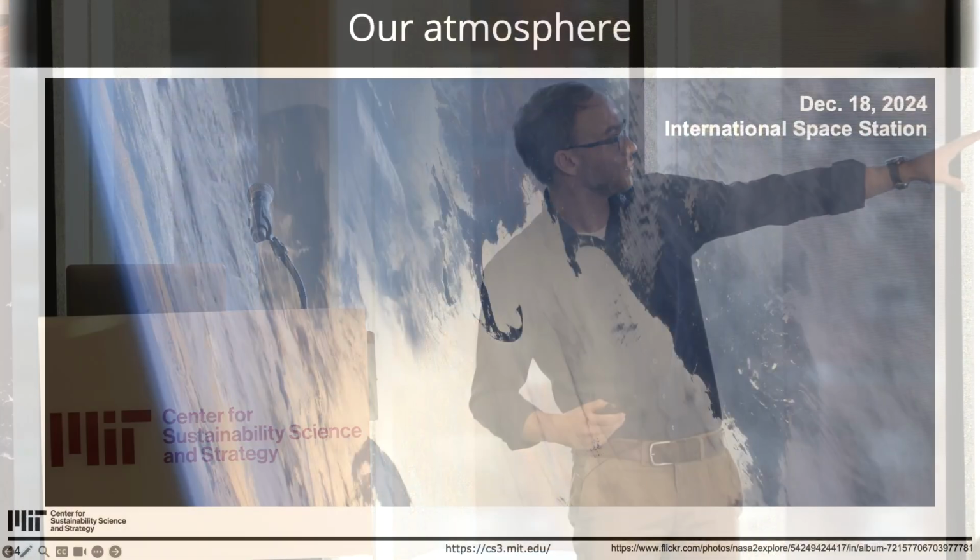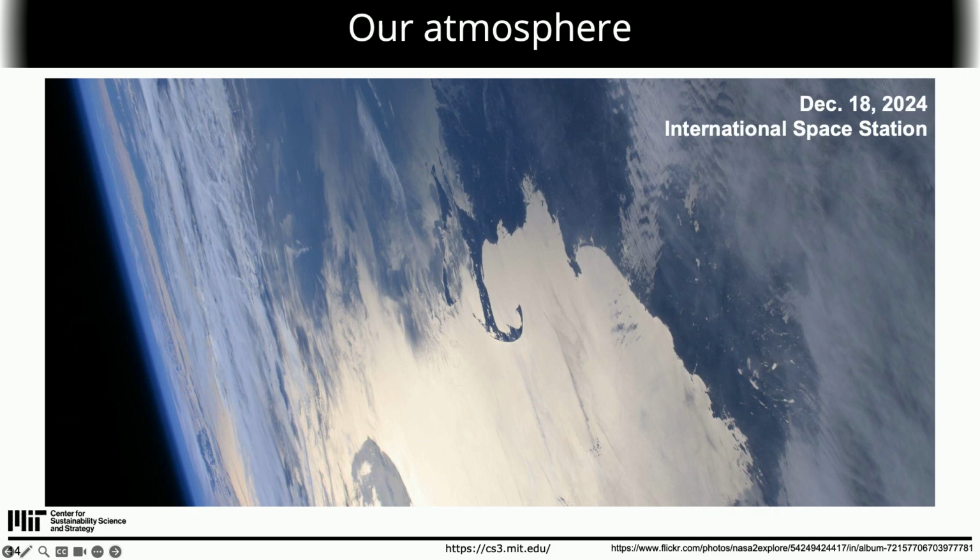For those of you who have a keen eye for geography, you'll probably recognize right there is Boston, Mass. We've got north going that way. You can see Cape Cod jutting out into the Atlantic Ocean here. This is a beautiful image taken from the International Space Station in December 2024, so a little over a year ago. What I want you to notice specifically is how thin the atmosphere is.